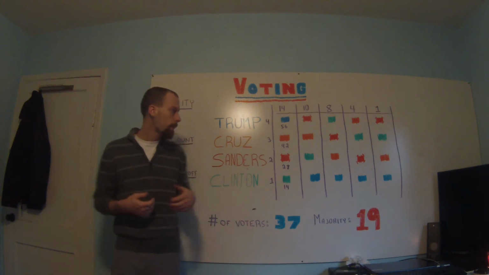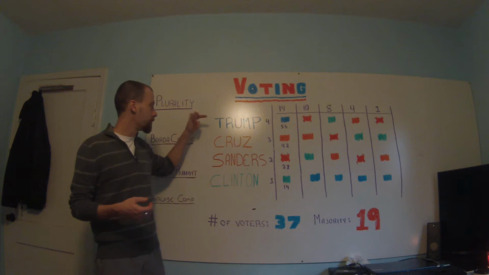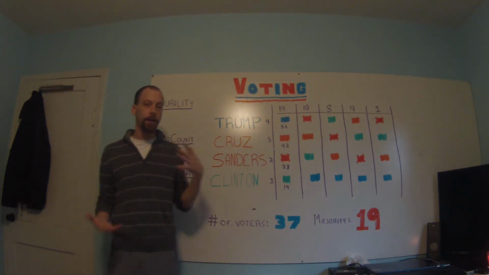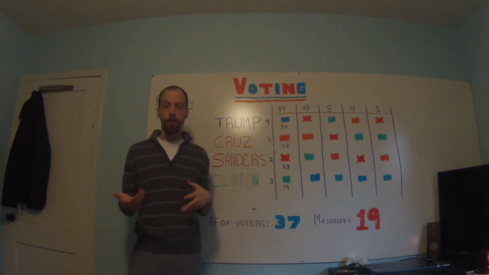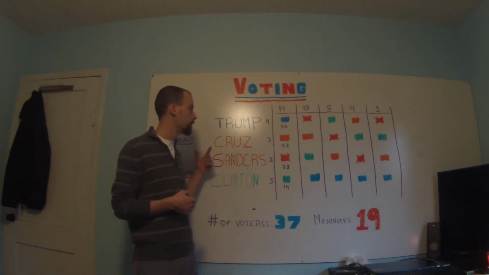So, I have a total of 37 voters. My candidates are Trump, Cruz, Sanders, and Clinton. I combined them all together. I'll be able to explain the caucuses and hopefully the way our presidential election works using this.